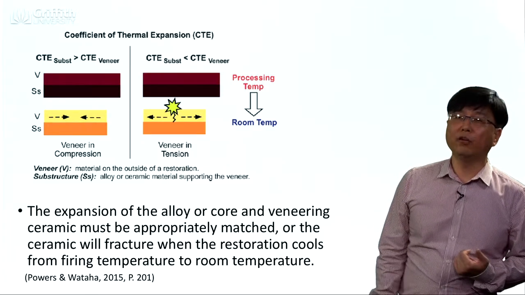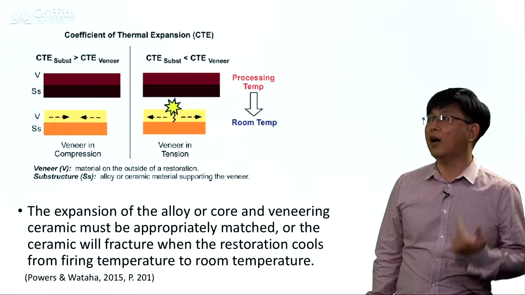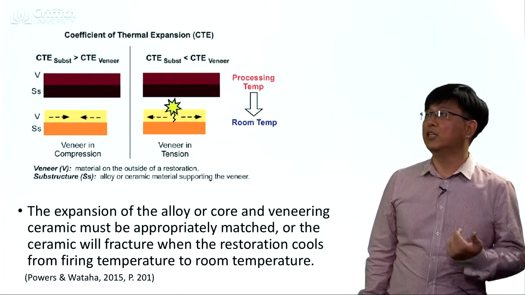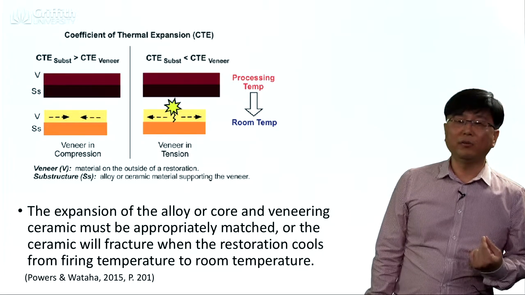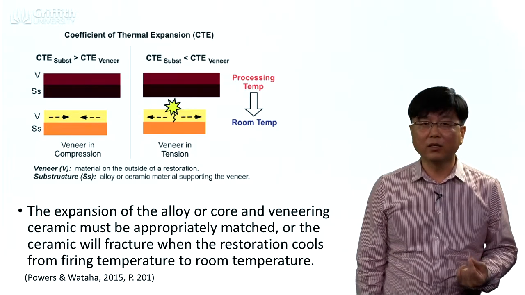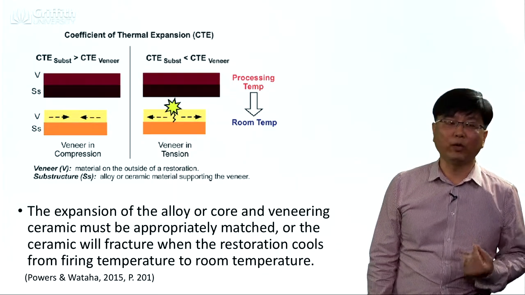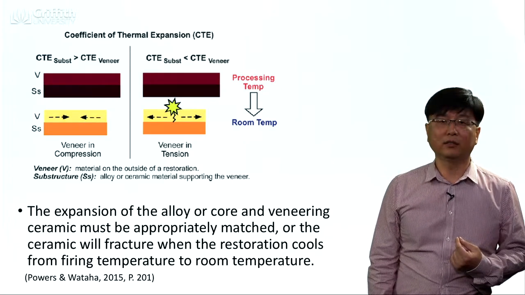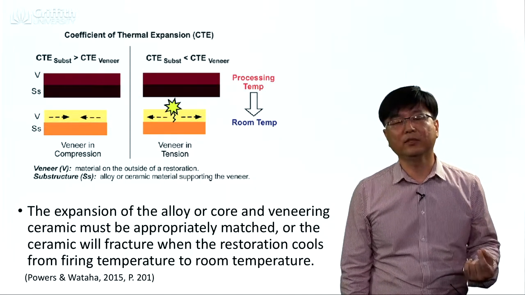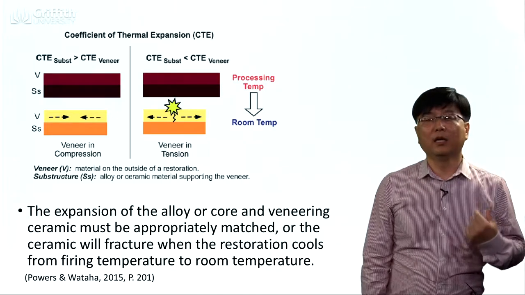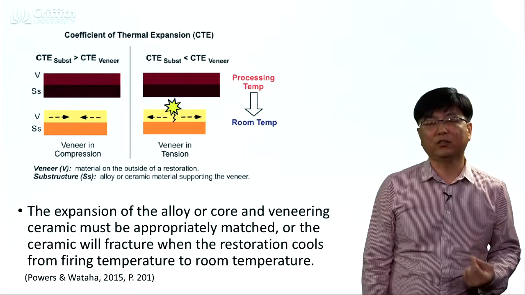But when you look at the diagram on the right half, if the CTE of the veneer has a higher value than the CTE of the substructure, when they cool down to room temperature, the veneer will be in tensile strength, which will be the cause of fracture because ceramic is a very weak material in tensile strength. So as a dental technician, there are so many different materials available and the CTE is complex. It is recommended to follow the manufacturer's recommendations.